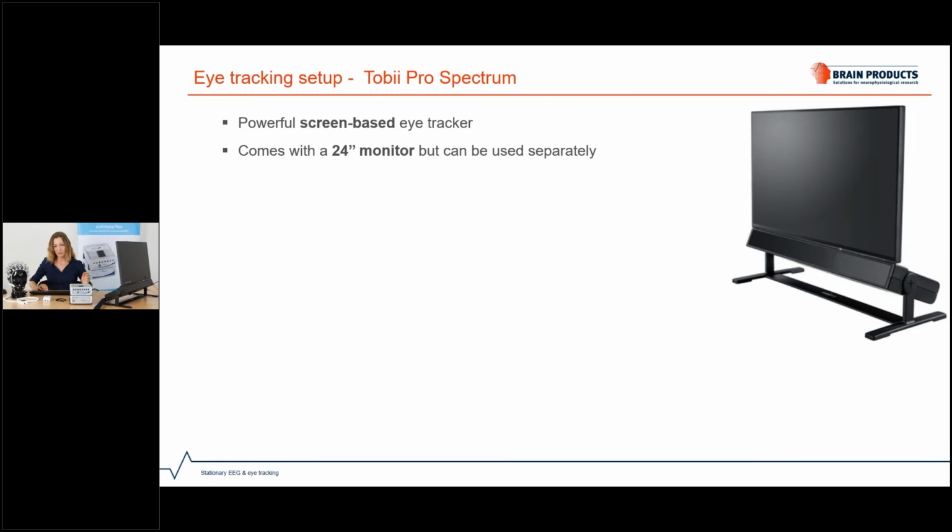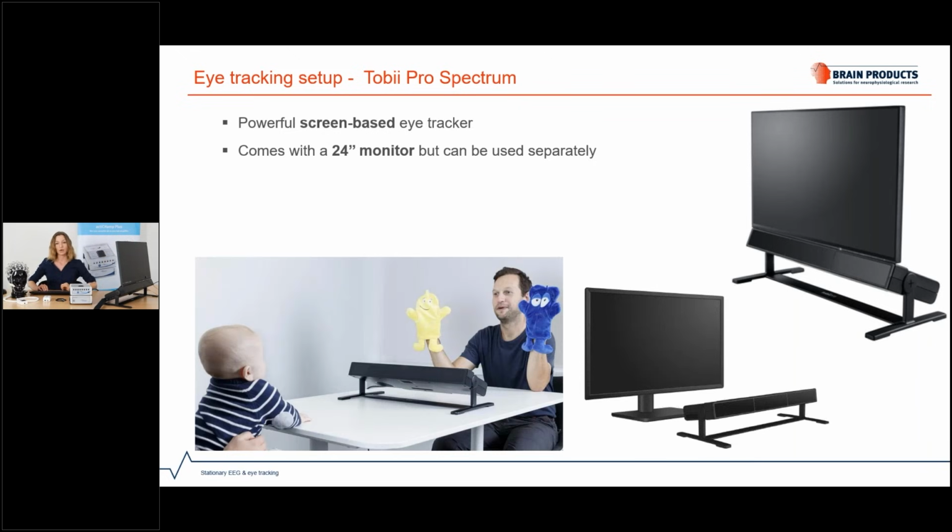The Spectrum comes with a pre-mounted monitor that you can see here, but it can also be used with an external monitor, or it can be used for a defined section of a room. This makes it quite optimal for eye tracking with, for example, children who might not pay attention to a screen and who might rather pay attention to a small scenario you're building behind the eye tracker.